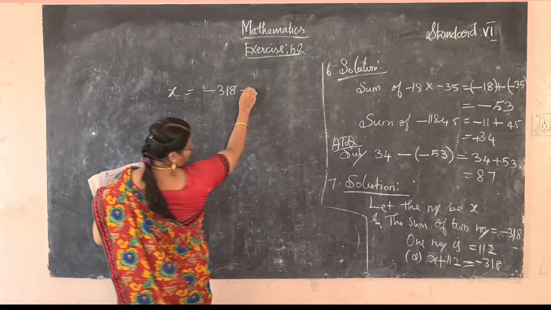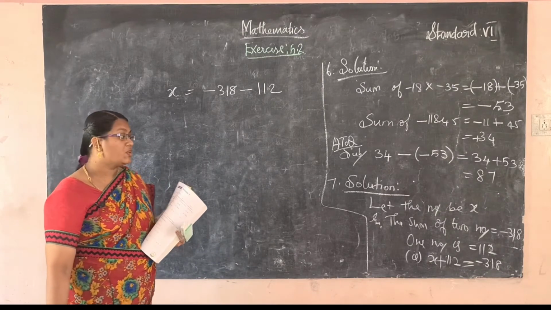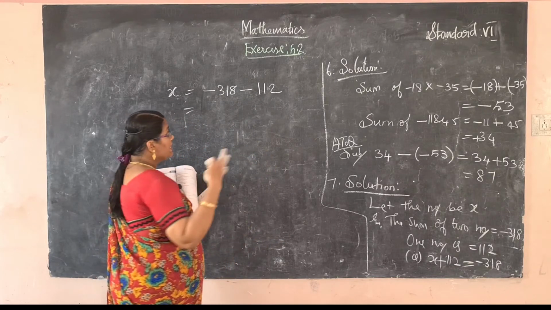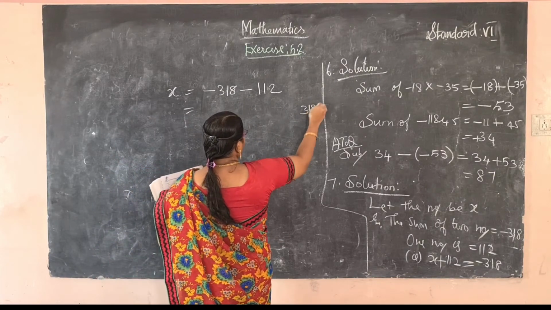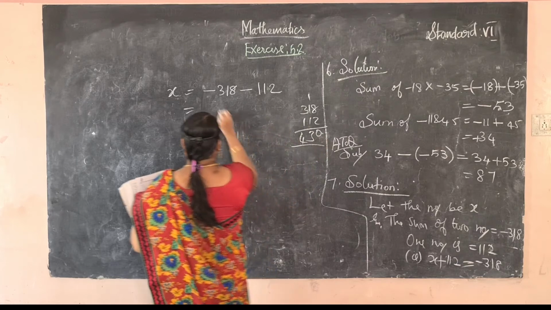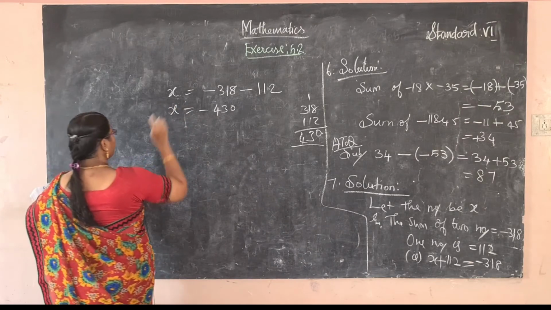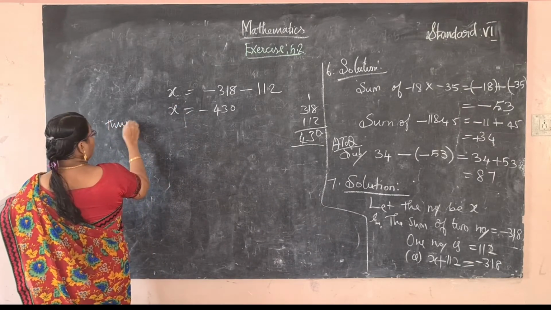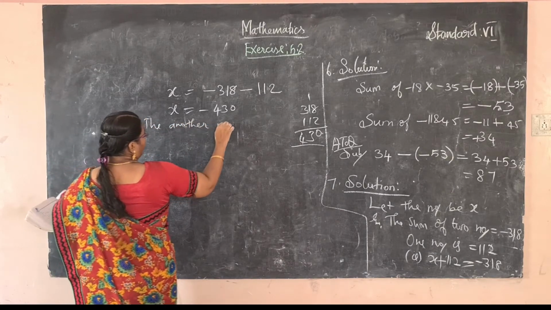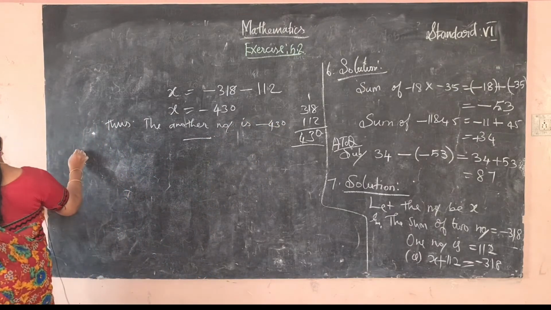Plus 112 moves to that side by using the transpose method, so minus 112. Both having the same sign. What do we do? Add and put the same sign. First of all, add 318 and 112. What do we get? 8 plus 2, 0, then 3, 4. So 430, the same sign. Thus the other number is minus 430.